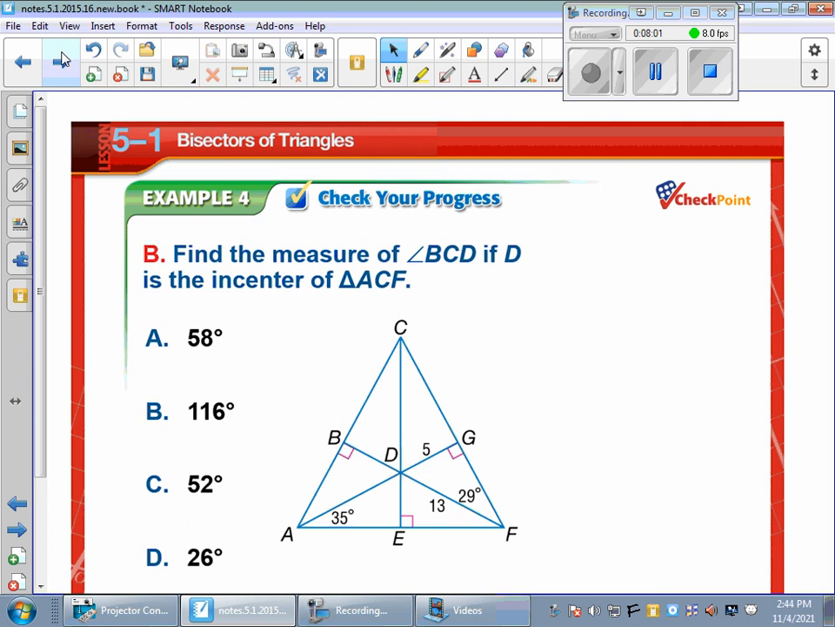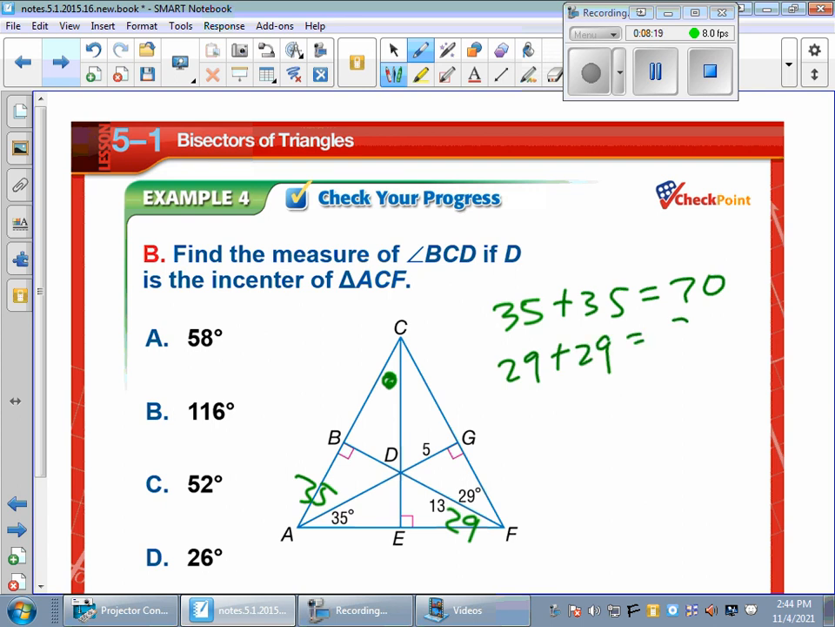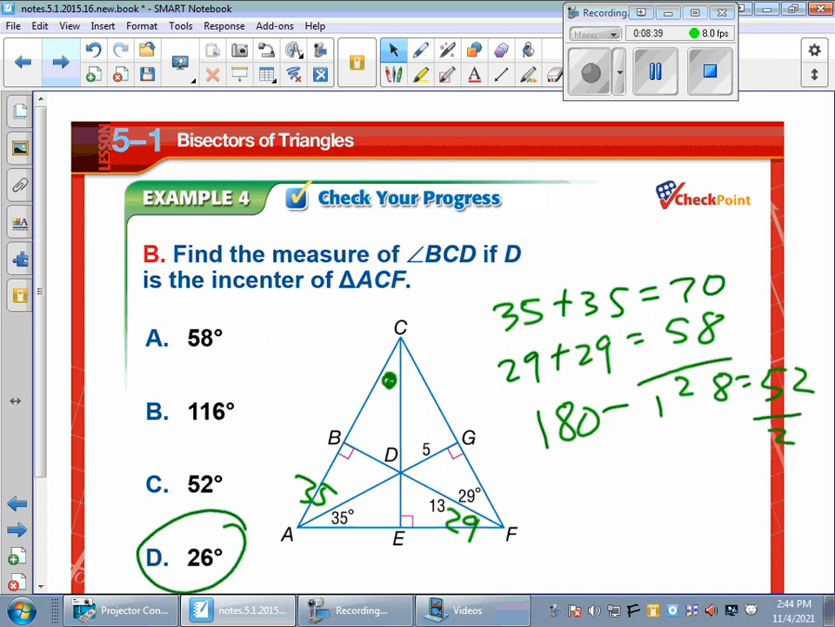And now this one is one that involves the angle. So this is 35. This is 29. If you want to find the measure of BCD, they want this angle right here. 35 plus 35 is 70. 29 plus 29 is 58. Add these two together, we get 128. You get 180 minus 128, and that gives you 52. And then you divide that by 2, you get a final answer of 26 degrees. Great job, folks.